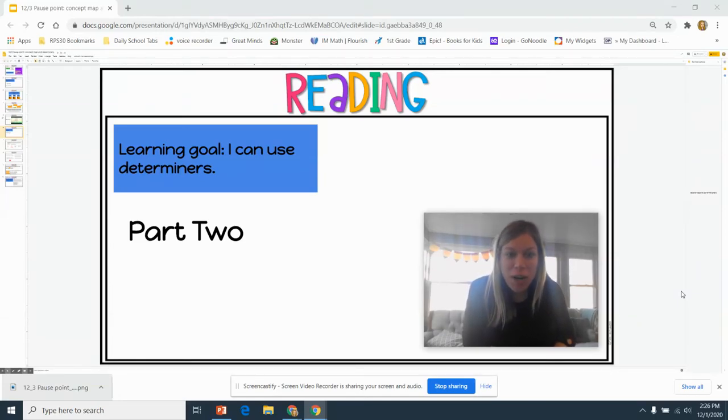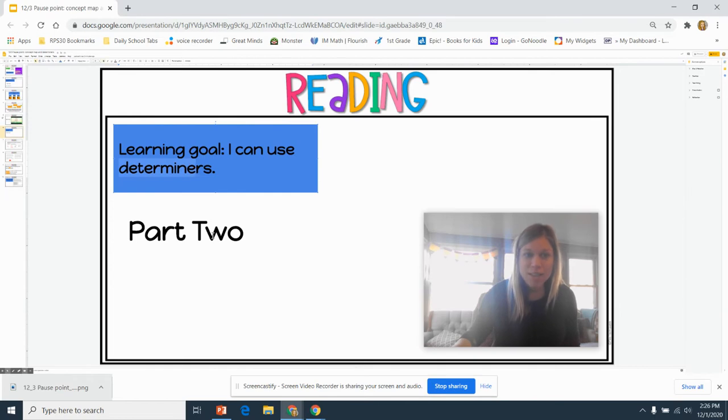Now you're going to work on a new learning goal for this part. It says, I can use determiners. Have you ever heard that word before? Determiner? Well, let's break that word apart a little bit. You might have heard the word determine. Determine is part of the word determiner. Determine means to decide something. So we're going to use what's called a determiner today, and I'm going to tell you what that is.